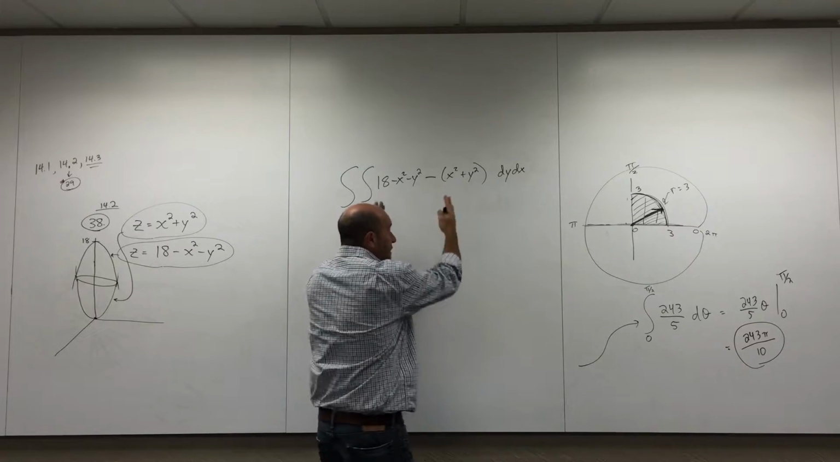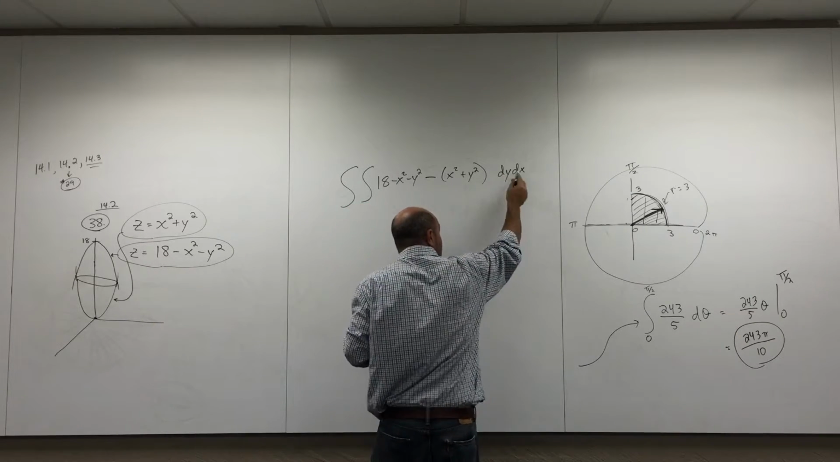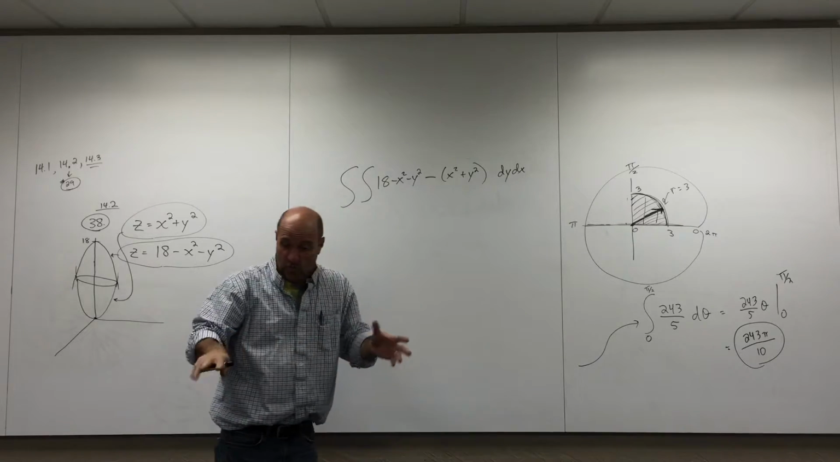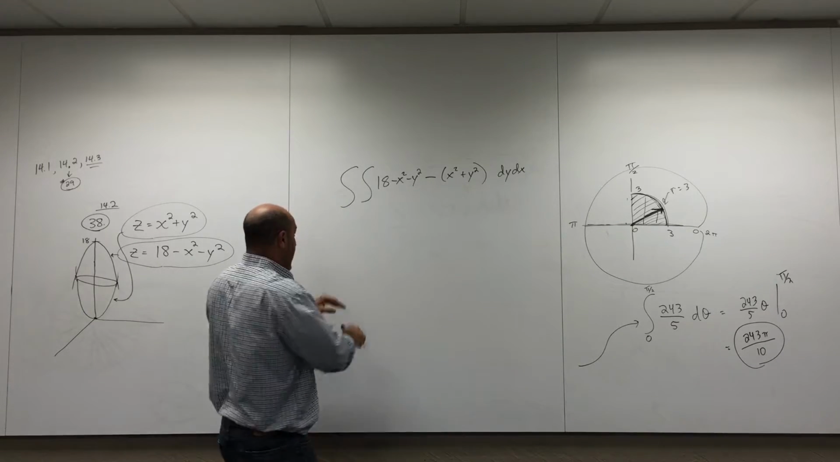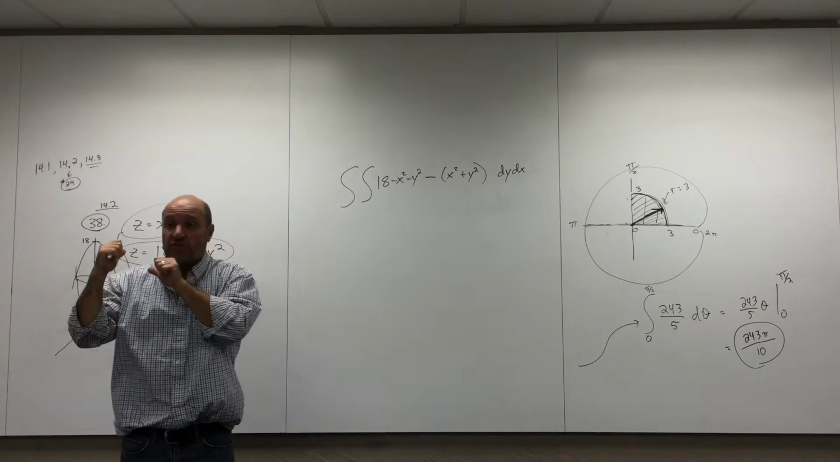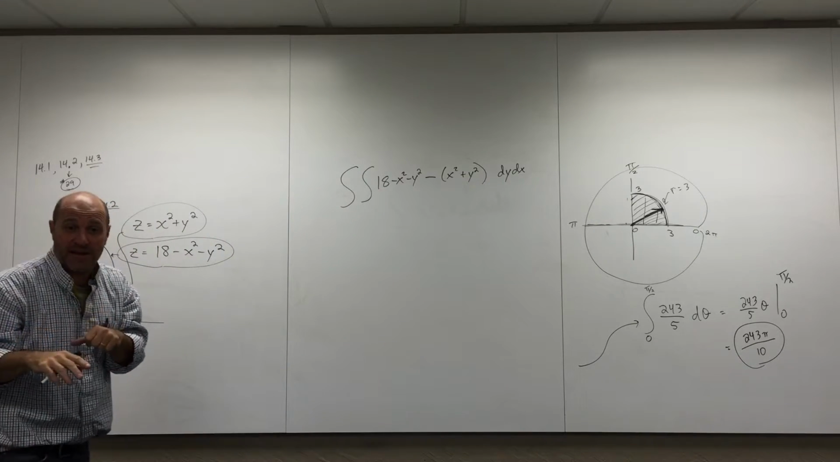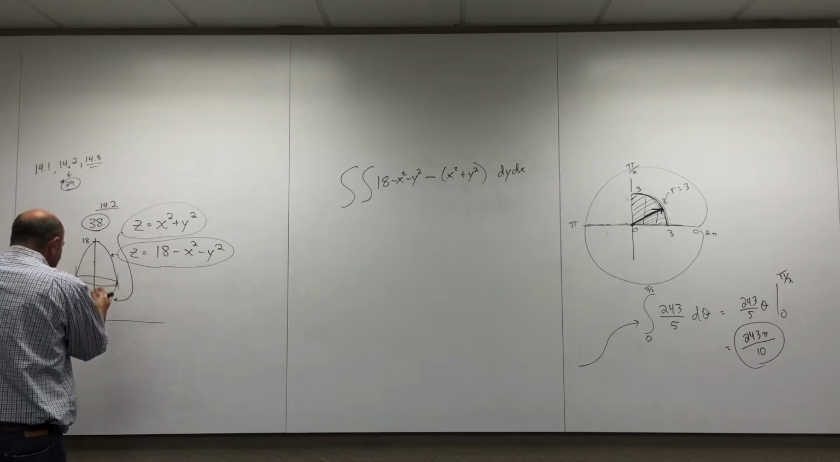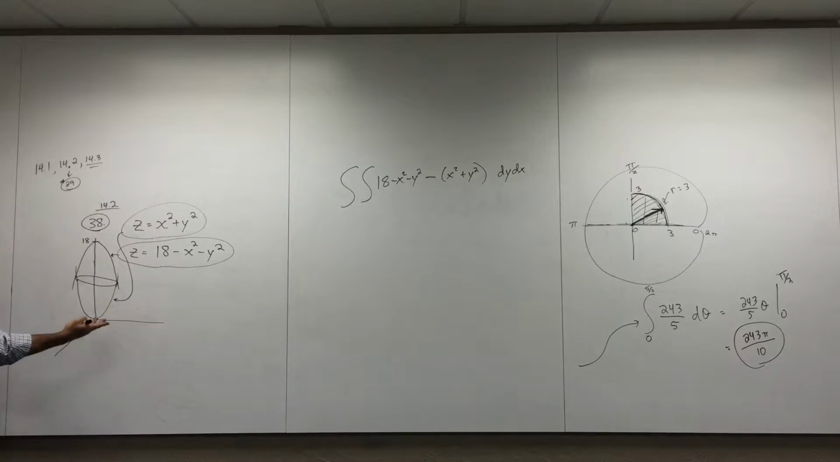I got the integral set up, but now to decide whether it's dy dx or dx dy, I need to think about the region over which I'm integrating. To get the bounds, I need that region. So now I want to look at the 2D region over which I'm integrating. Now here's what's funny. If you look down in the xy plane, you might say, there is no region. What am I integrating over? There's just a point.